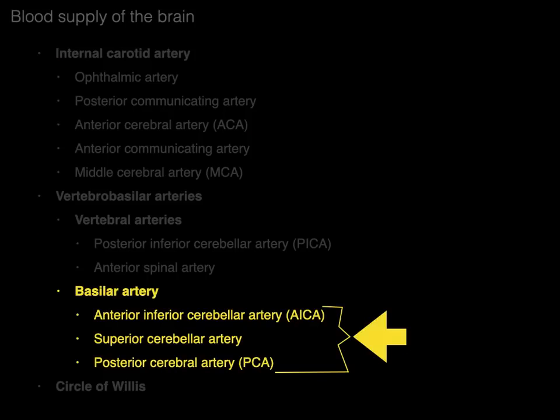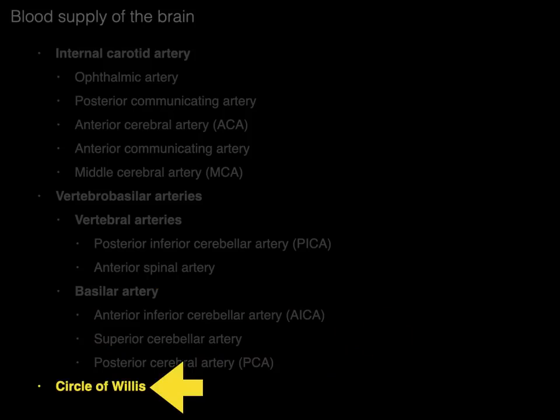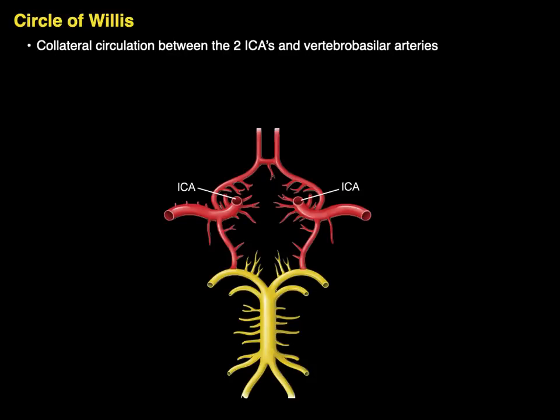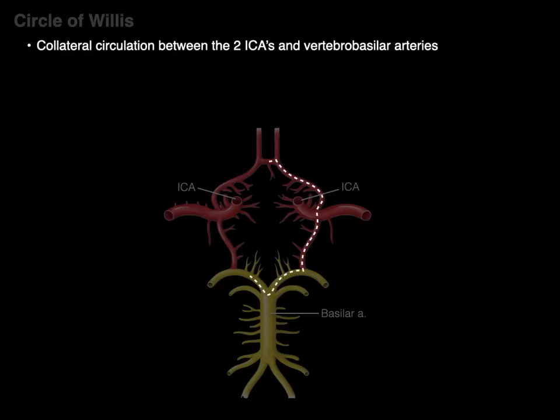So now we've done the basilar artery, let's talk about the circle of Willis. So what's the circle of Willis? Well, it's collateral circulation between our two internal carotid arteries and the vertebral basilar arteries. So here we have that same picture, our two internal carotids and the basilar arteries, and then it's the collateral connection formed between those and our communicating arteries. That's the circle of Willis.